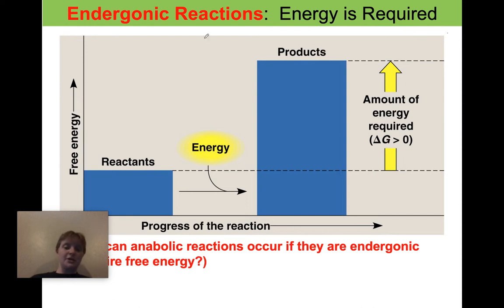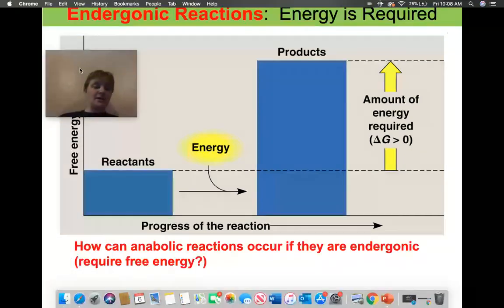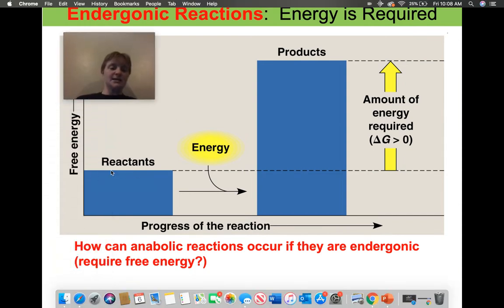Endergonic reactions, though, energy is required. So here, we start with our reactants here. And so now we're going to put some energy in to build something, put some energy in to build those bonds. And our products have more energy held within the bonds than what they started with. And so we had to put some energy in to build. So that's a positive change in G.